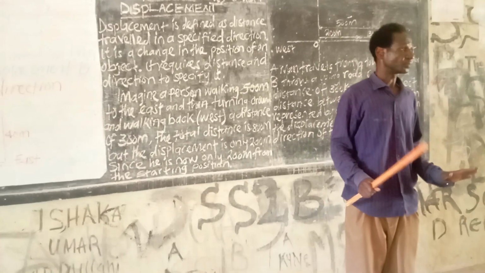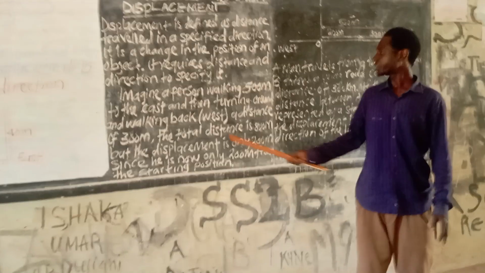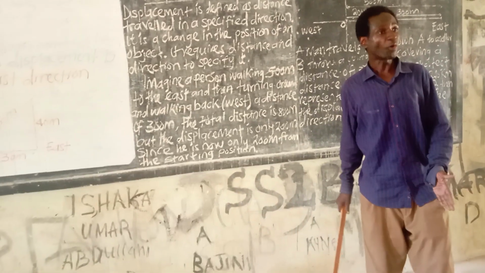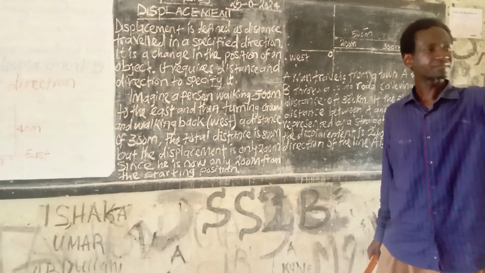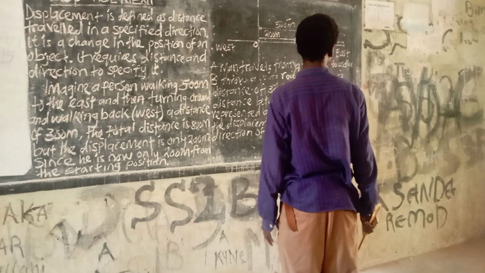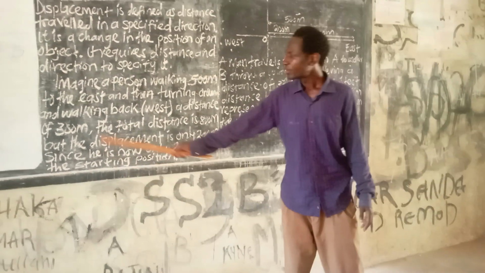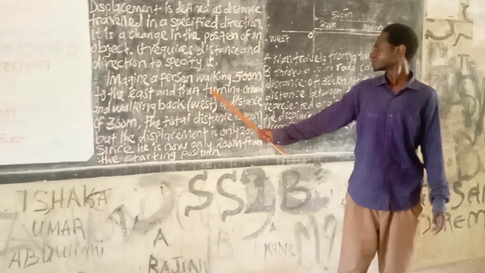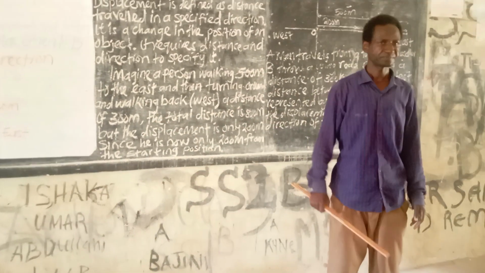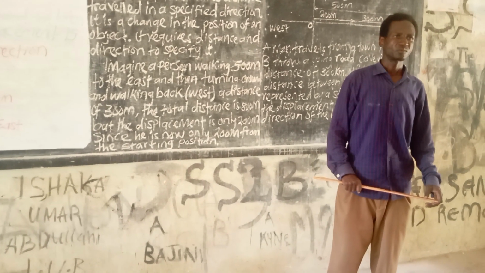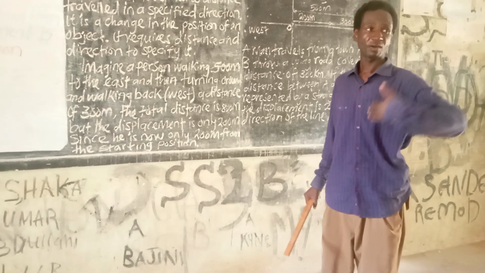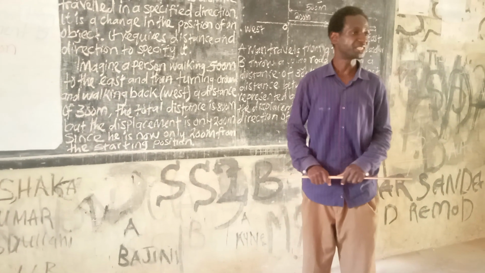Imagine a person walking 500 meters to the east, and then turning around and walking back to the west a distance of 300 meters. He turns around after traveling 500 meters to the east, then travels 300 meters to the west.